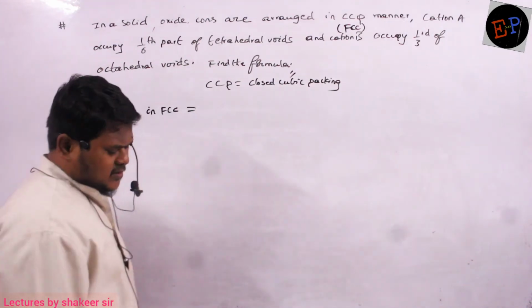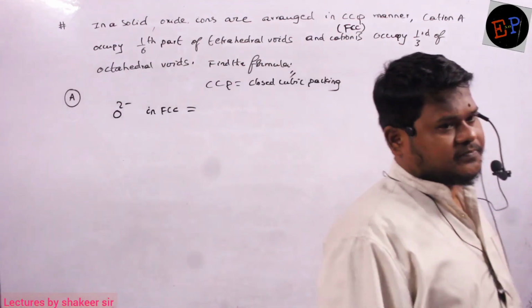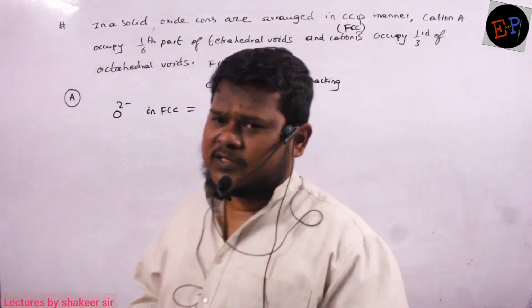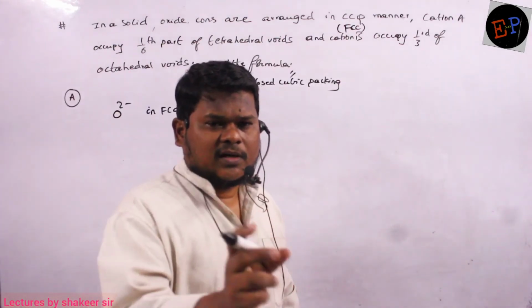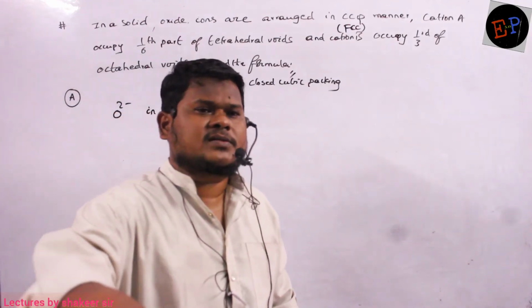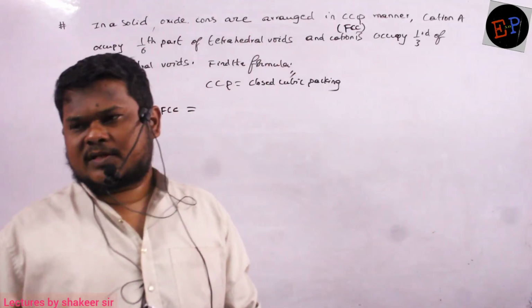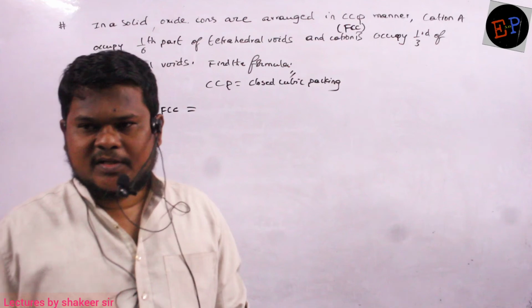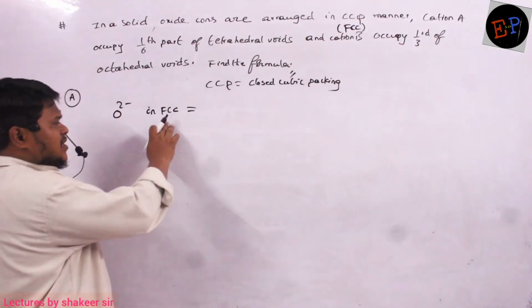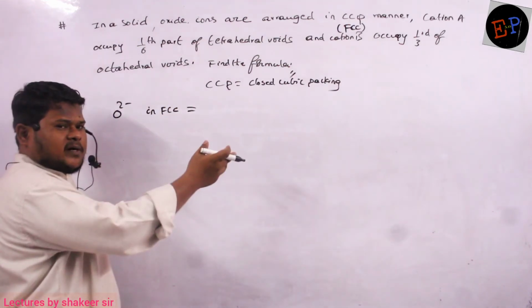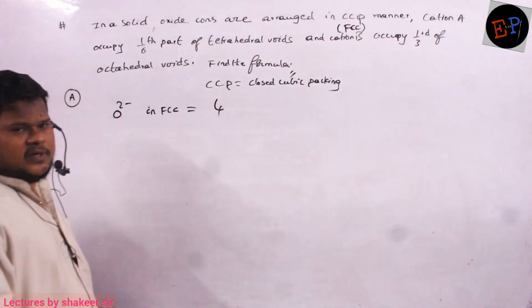So FCC will enclose how many oxygen atoms, can you say? 4. Already we have calculated in the last problem. So total oxide ions, they are forming which structure? Face centered cubic structure it is forming. It means that in FCC how many O2 minus atoms can be packed? 4 atoms. Already we have calculated.